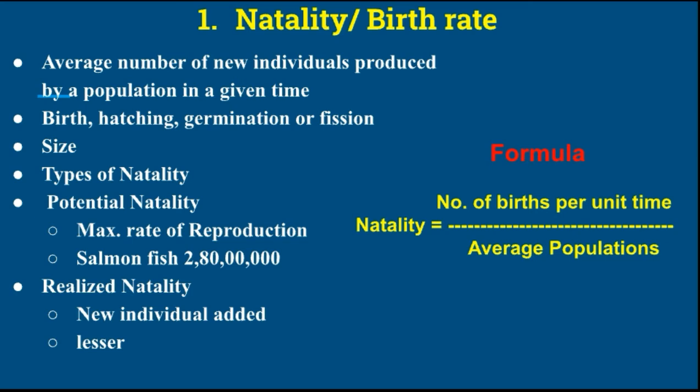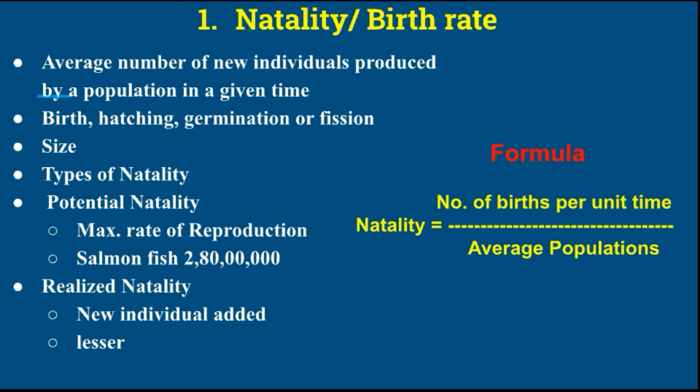The second one is the realized natality. It refers to the actual number of new individuals added to the population in a given time. What is meant by realized natality? The actual number of new individuals added to the population in a given time is called realized natality. Realized natality is considerably lesser than the potential natality.